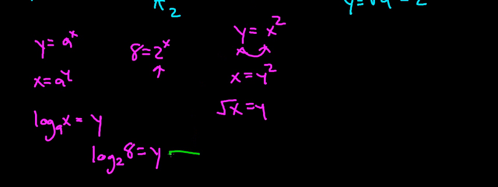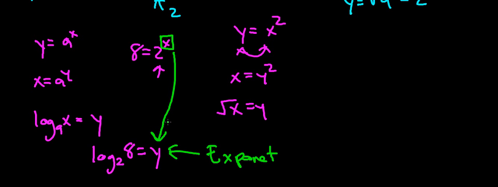So the solution of a logarithmic equation is an exponent. So what it's doing is that it's undoing an exponential function. So let's do a few examples.